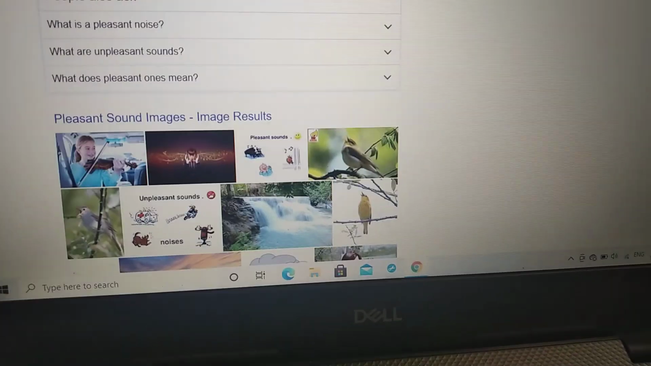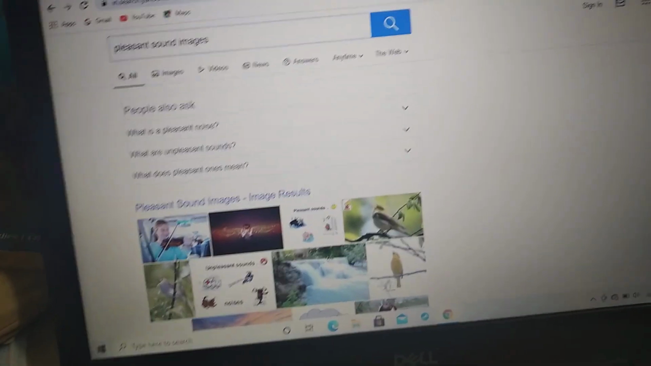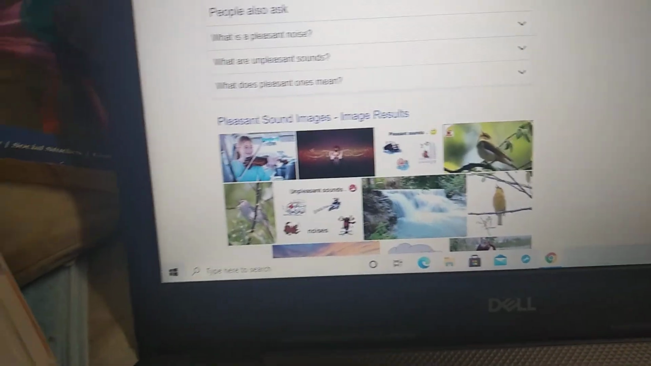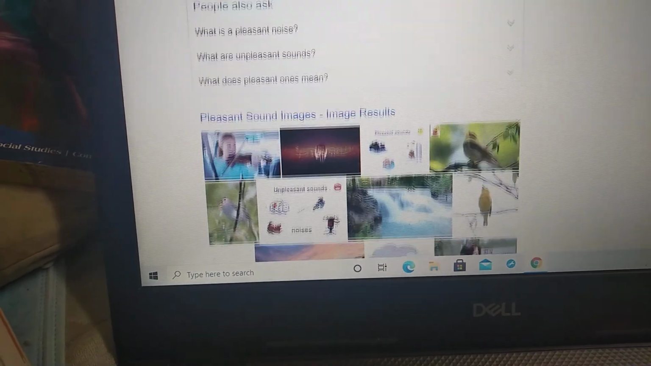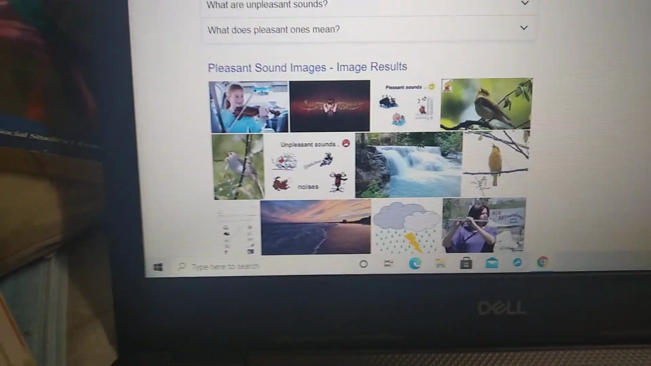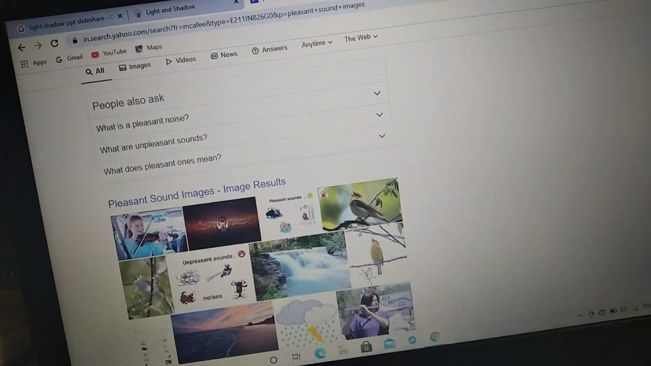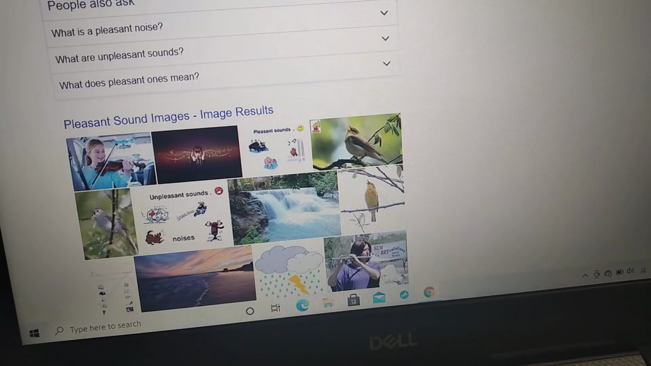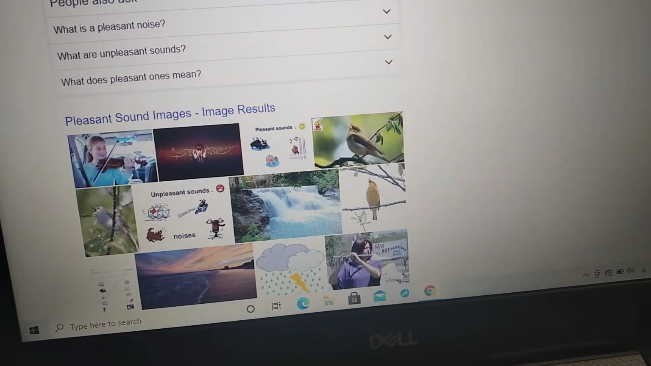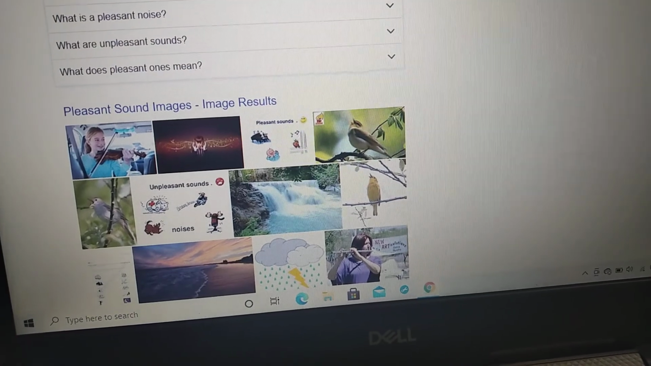What is meant by sound? We can hear different types of sounds around us, isn't it? Sound comes from various sources such as people talking, playing music, chirping of birds, rustling of leaves, moving vehicles, ringing of a doorbell, and barking of a dog. Sounds can be soft, loud, pleasant, or unpleasant.